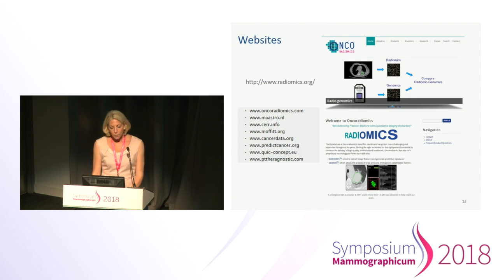There are a number of different websites, if you're interested, that have sprung up that have a lot more detail and information on the type of analysis that's been going on: Radiomics, Oncoradiomics, radiogenomics.org, if you want to look at them.